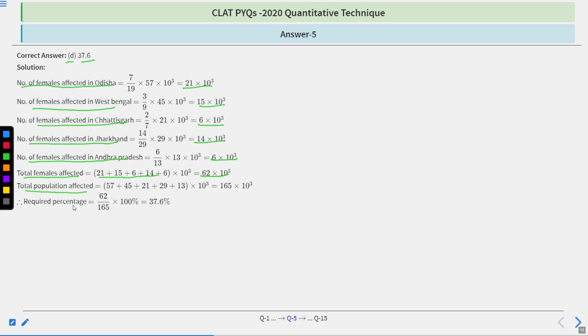Now the total population affected is 165,000. So the required percentage will be 62 divided by 165 times 100%, which means 37.6 percent. I hope the solution and its explanation are very clear to you. Let's move to the next one.